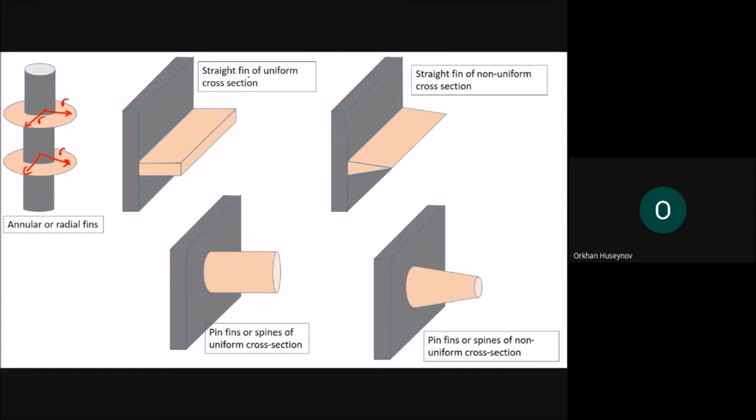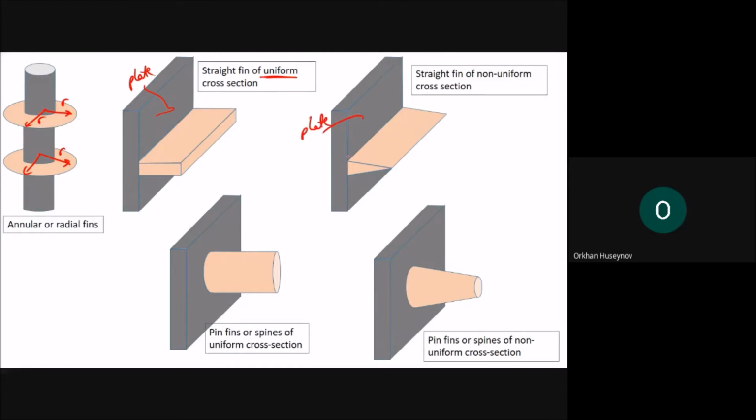Another one can be the straight fin of uniform cross section. And this one is the attached plate here. This one is the plate, and the fin is straight. You can see it is the straight fin, and then uniform cross section. We'll talk about this one. You have the same straight fin, again attached to the plate here. Therefore, it is called straight fin.